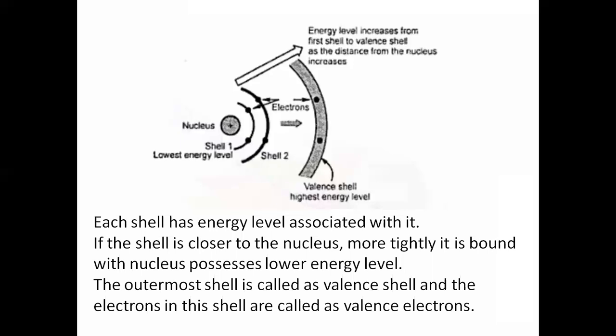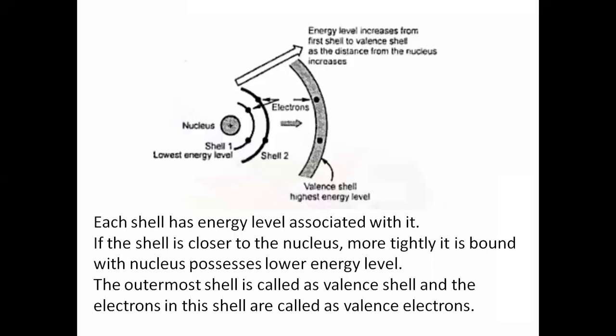Okay, so the energy level will increase when we move from the innermost orbit to the outermost orbit. The electrons which are near the nucleus are tightly bound to the nucleus. So for removing an electron from near the nucleus, we have to put in more energy.